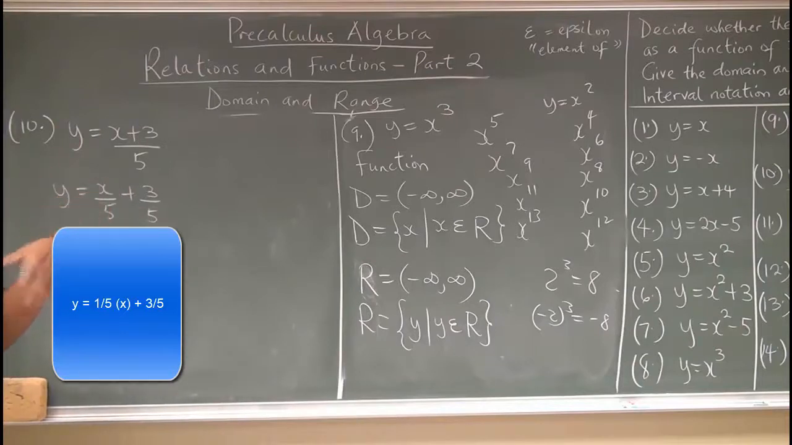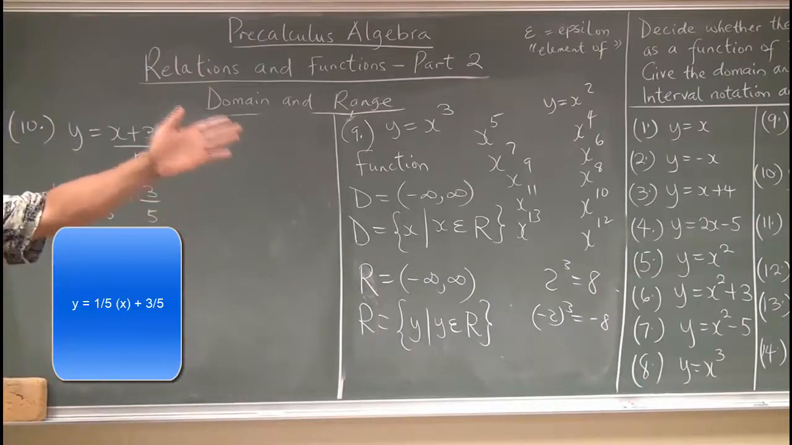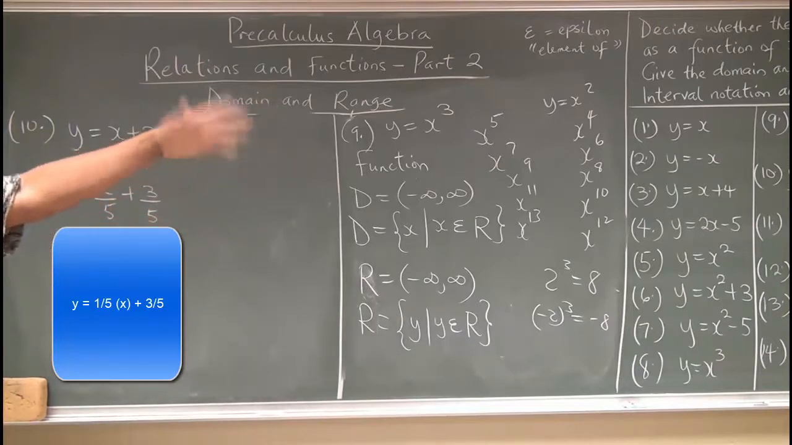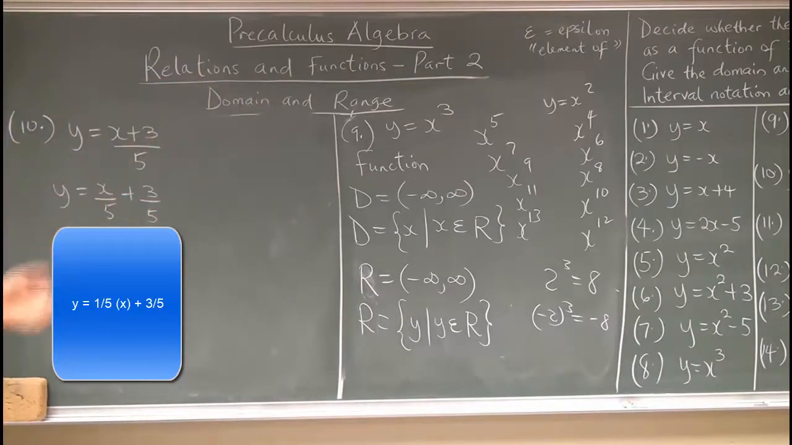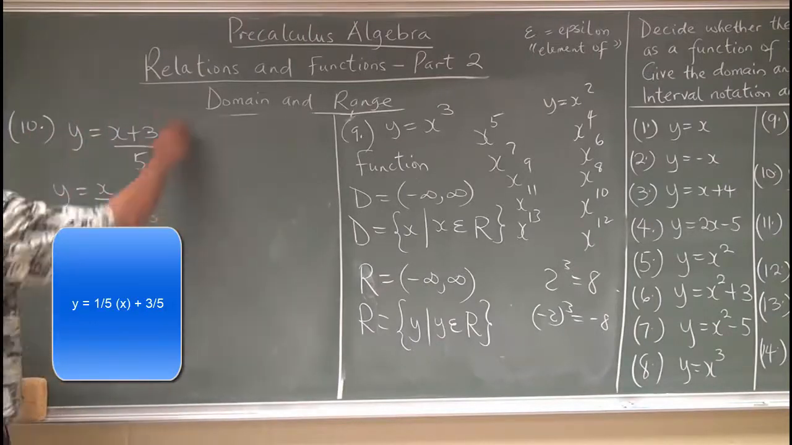Just like when we did the first linear functions, x plus 4, 2x minus 5, the domain could be any real number, the range could be any real number. The same thing applies to this. Don't be scared that this is a fraction. You can rewrite it to see that it is a linear function. Slope is 1 over 5, and y-intercept is 3 over 5. Remember y equal to mx plus b. So that's the same thing here.